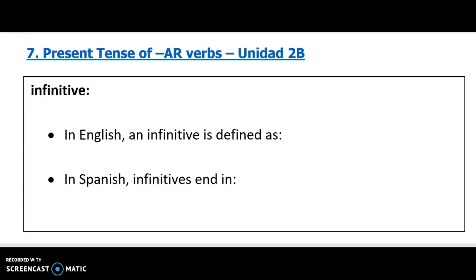Hola chicos! Today we get to do one of my favorite things ever. I love to conjugate verbs, and I'm so excited. I live all school year to teach you guys this stuff. So, we're going to talk about the present tense of AR verbs.